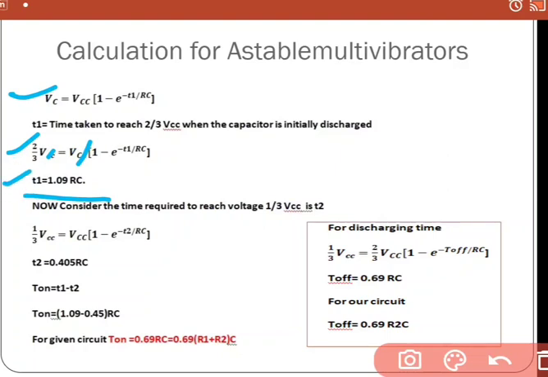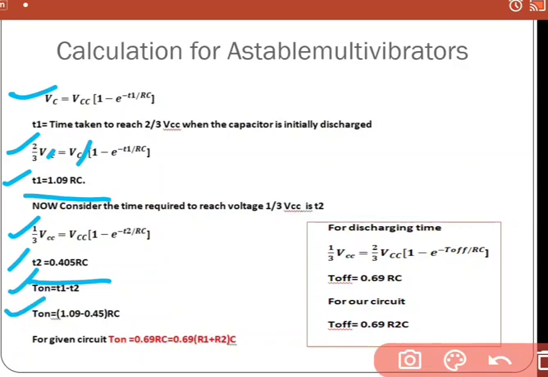Now consider the case when it is the time required to reach 1/3 of VCC. Simple, you can calculate this, and T2 will be 0.405 RC. Now what is T on time? T on time is the time that is required to reach from 1/3 VCC to 2/3 VCC. That is the actual T on. That means we have to take T1 minus T2, so that is T on.